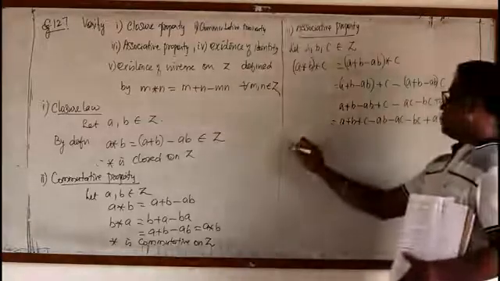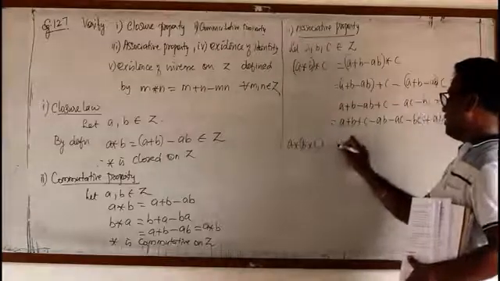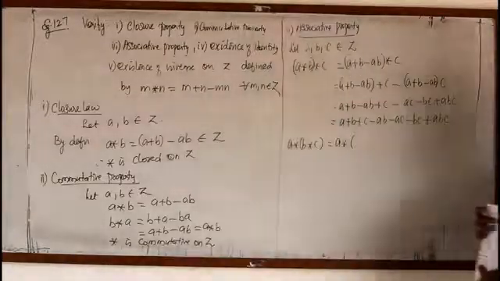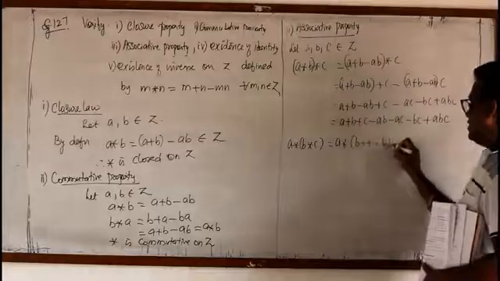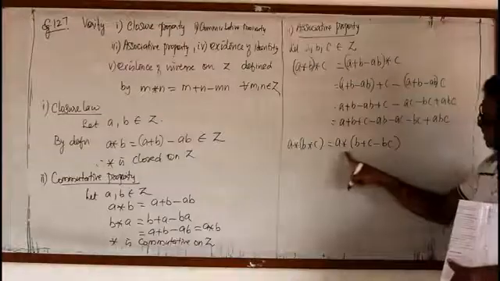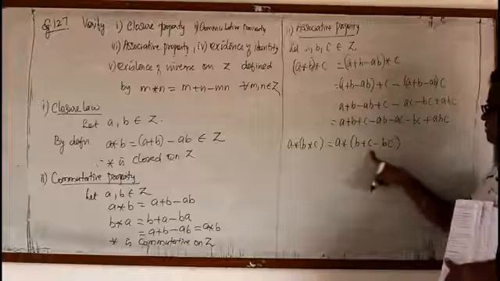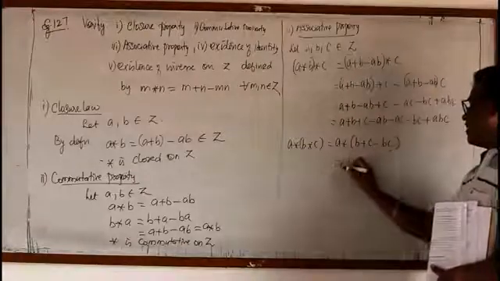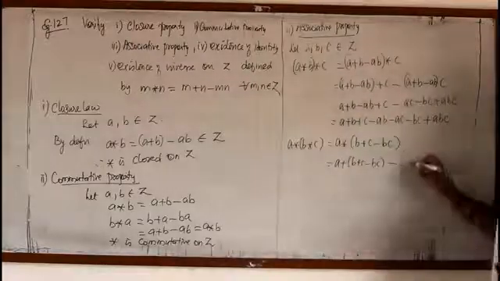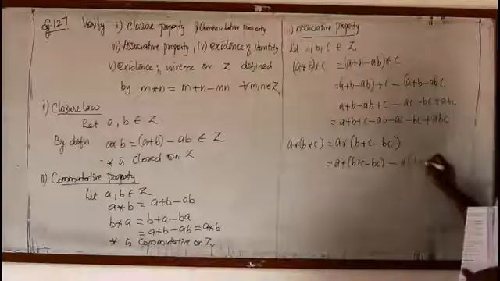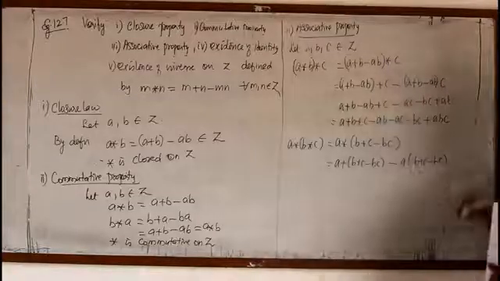Now we shall rearrange the brackets. A star B star C. It is A star, as per this bracket, B plus C minus BC. Now A star bracket, that means I must add A with this bracket, minus I must multiply A with this bracket, that is A plus bracket minus A into bracket. Are you able to follow? A plus bracket minus A into bracket.